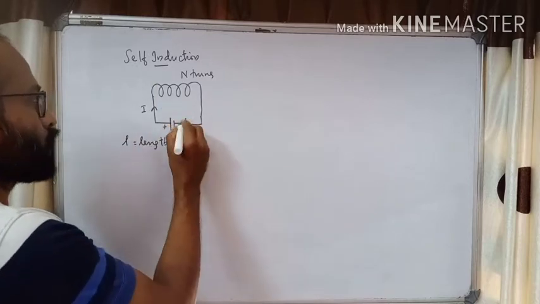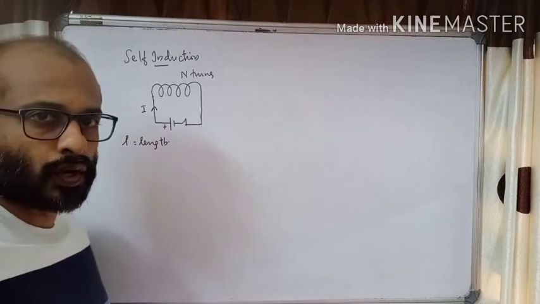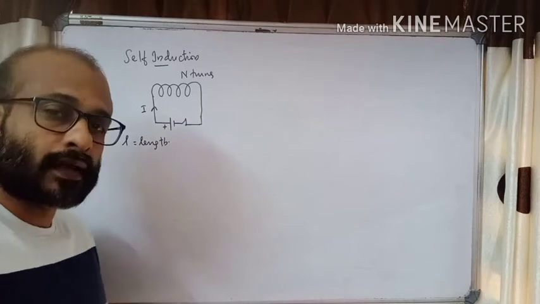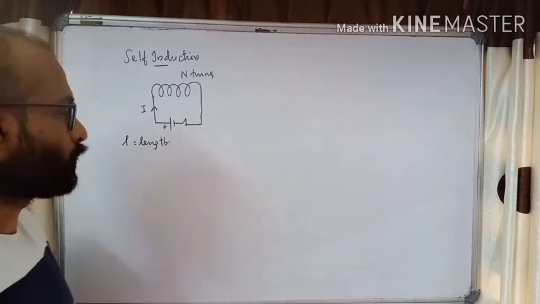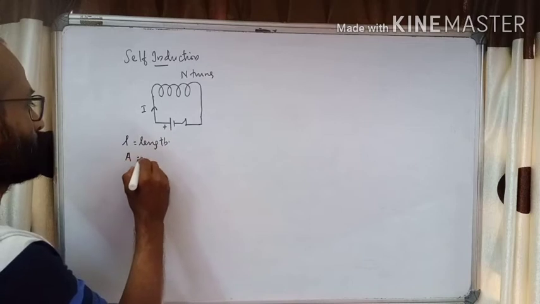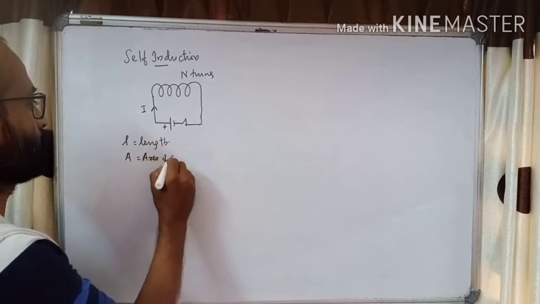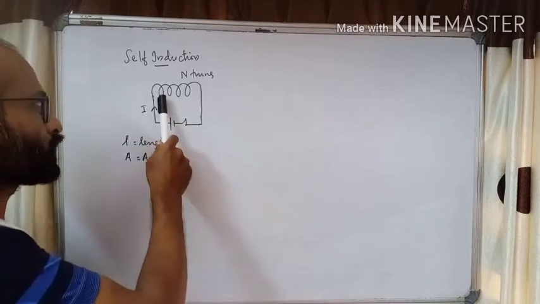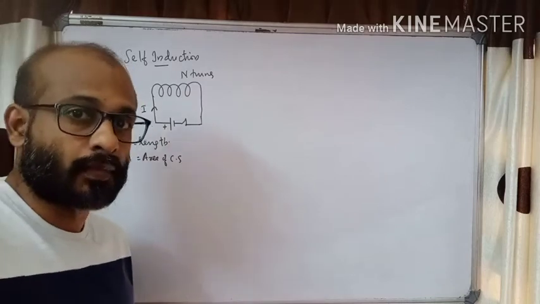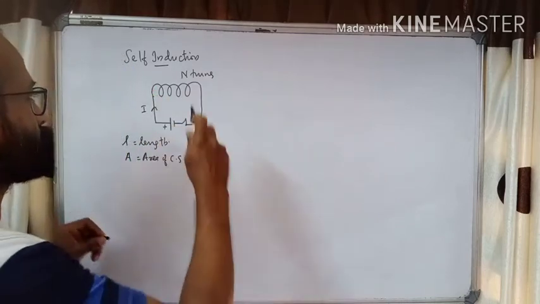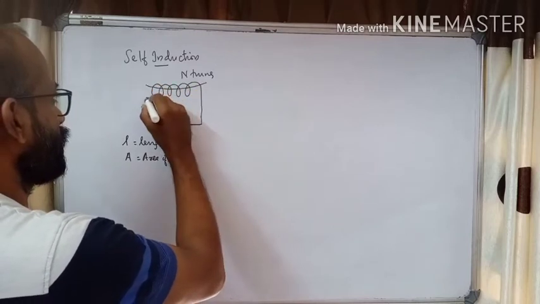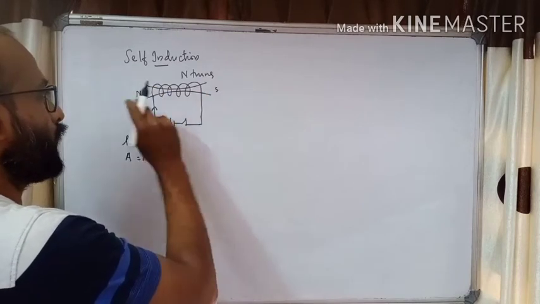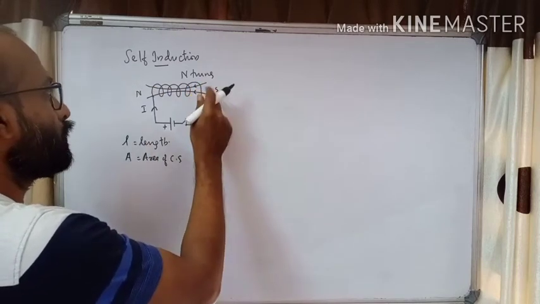When the switch is closed, current will flow through the solenoid. As we have learned in the previous class, a magnetic field will be developed surrounding the solenoid, and there will be magnetic flux also. Let A be the area of cross section of the solenoid. With current I flowing, the solenoid will behave like a bar magnet. Along the axis we have a magnetic field like this. One end will be the north pole and the other the south pole. Inside, the magnetic field is from south to north.